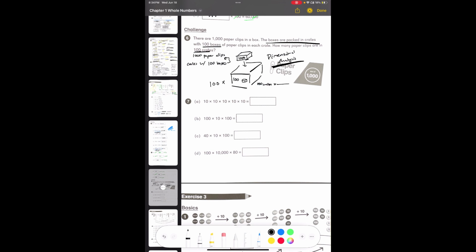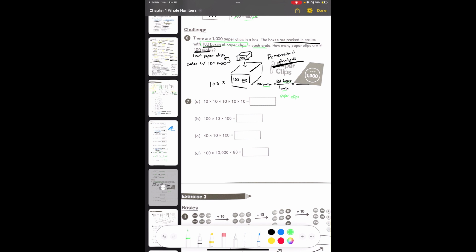So I'm going to write out a fraction here. And so we have 100 boxes of paper clips in each crate. So what does that mean? Well, 100 boxes of paper clips and one crate. So this would be one crate here, and that means 100 boxes needs to go here. Right, so then we need to find how many paper clips though, and none of these units are paper clips. Right, so what we're going to do is find out boxes of paper clips.